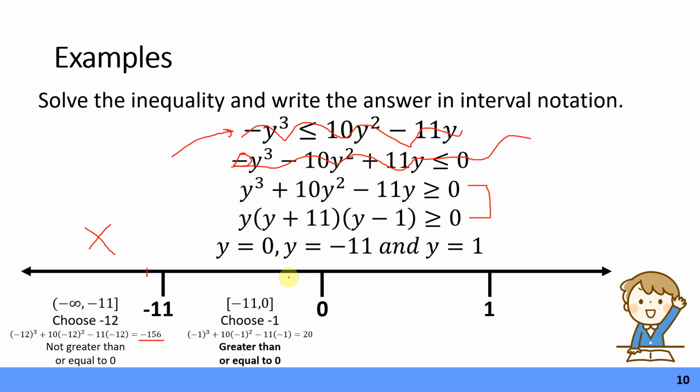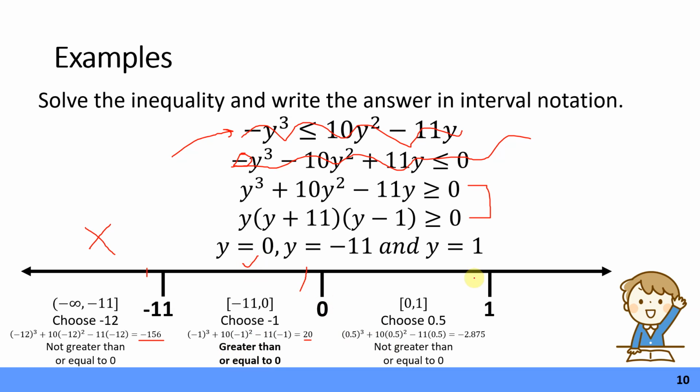Next interval is from negative 11 to 0. I could choose any number I want. I chose negative 1. I replaced it into the problem, as you can see here. Put it straight in my calculator, and I got positive 20. Is positive 20 greater than or equal to 0? Yes, it is. So it is greater than or equal to 0.